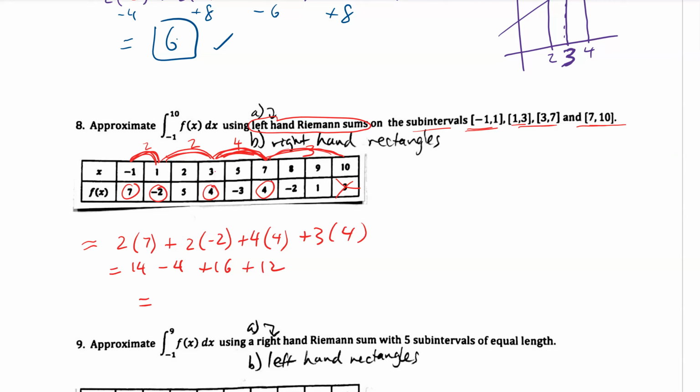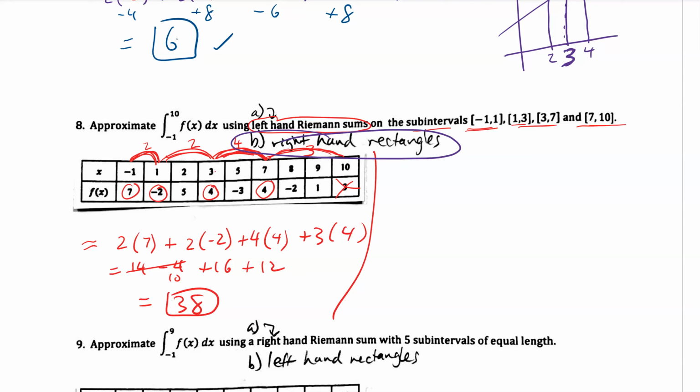Let's see, that would be 10. These first two right here, 10 plus 28 more. It's looking like 38 square units. All right, so there you go for the left rectangles. Let's go with the right hand rectangles now.